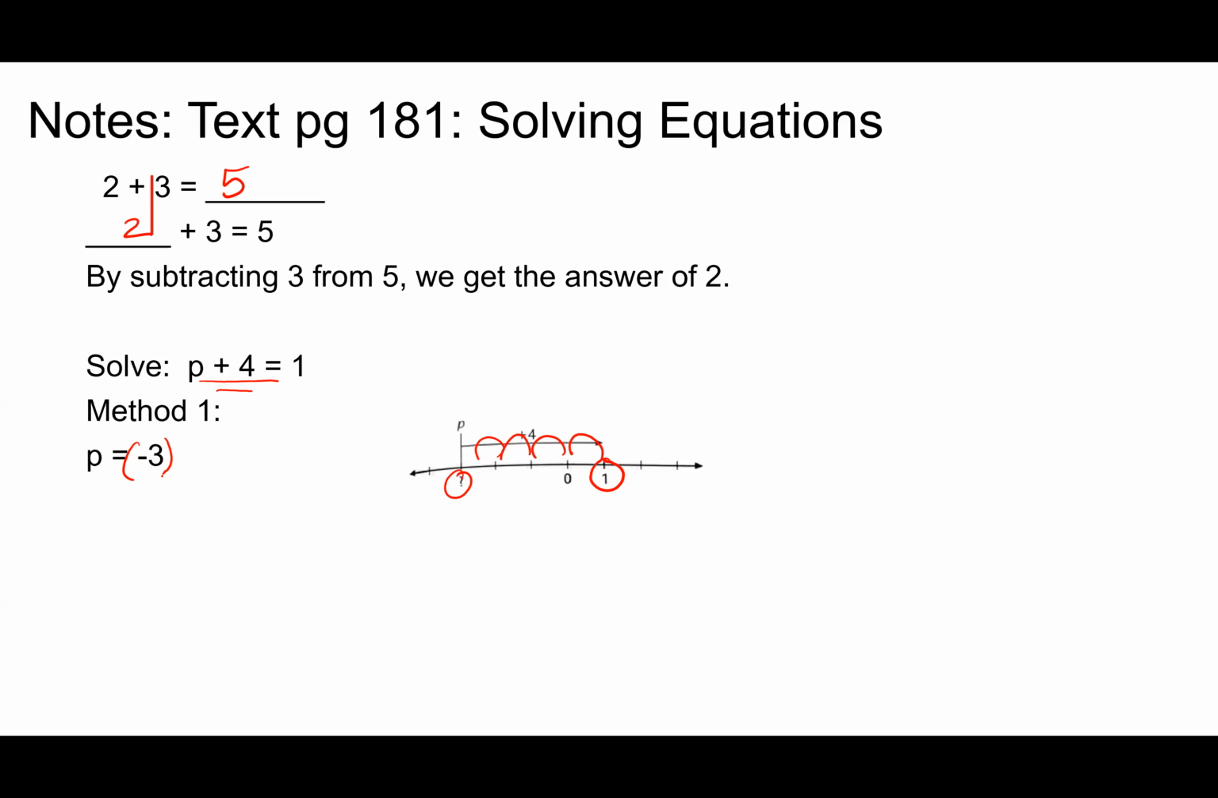Method 2 is called balancing equations. Now, we kind of gave this a try at the beginning of the year. We didn't get very far with it, but we're going to do this again today. So method number 2 would be subtracting 4 from both sides. This is what we do when we do the unitary method. You do it instinctively. Well, maybe not instinctively, but you know to do it, all right?